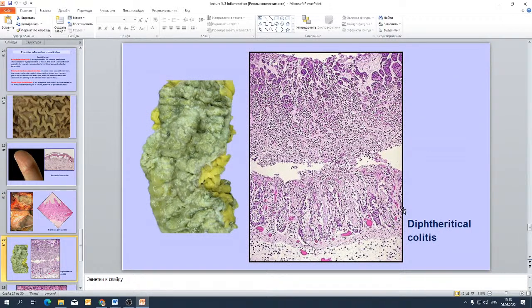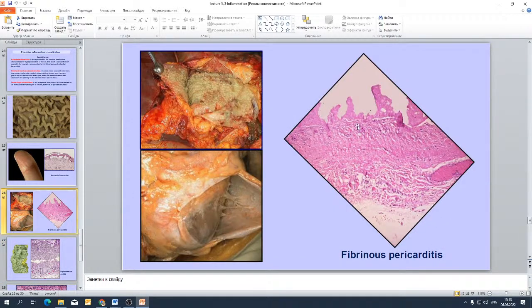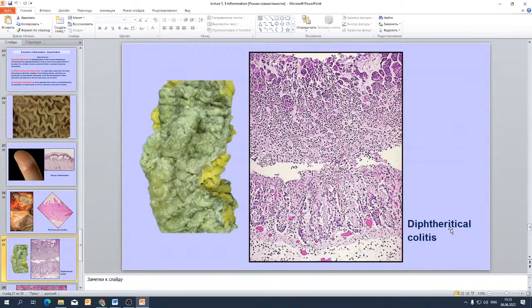Next picture, diphtheritic colitis. Here we have discussed fibrinous inflammation, and this type is croupous inflammation, because it is a one-layer epithelium. Next picture, diphtheritic colitis. This is diphtheritic inflammation. If you remember about inflammation, first we discuss fibrinous inflammation divided into two parts, croupous and diphtheritic. In diphtheritic, for example, you see the colon, and fibrin is present.